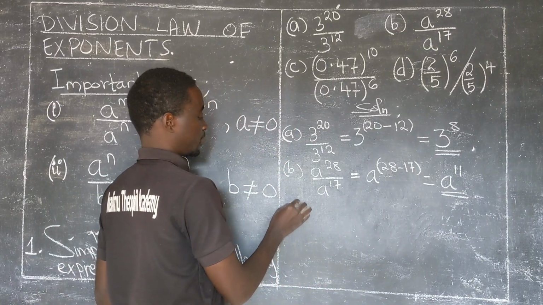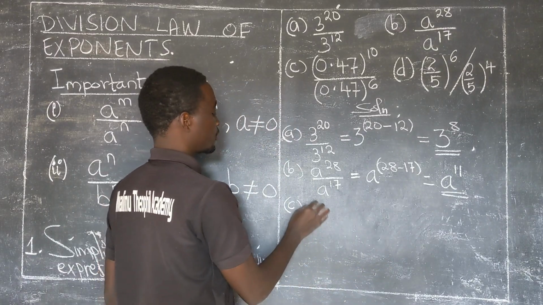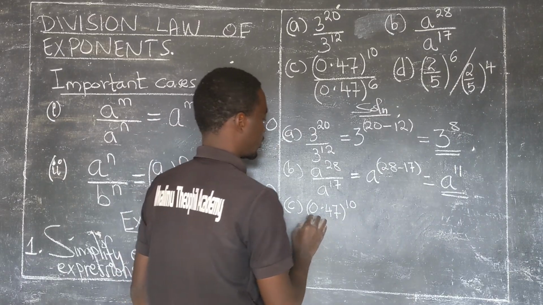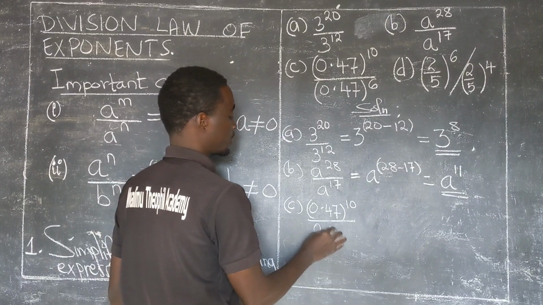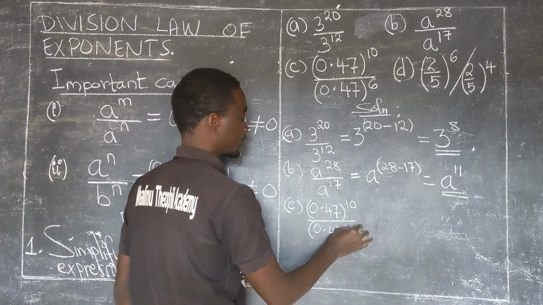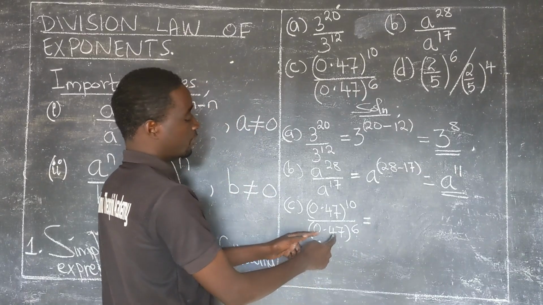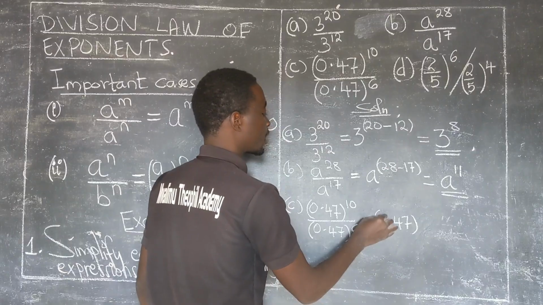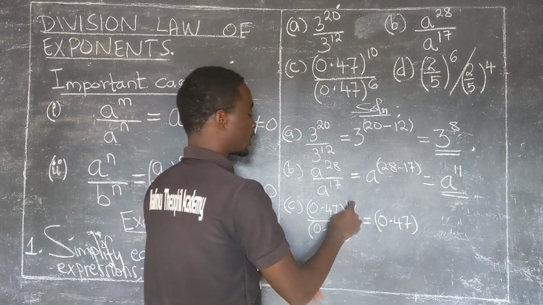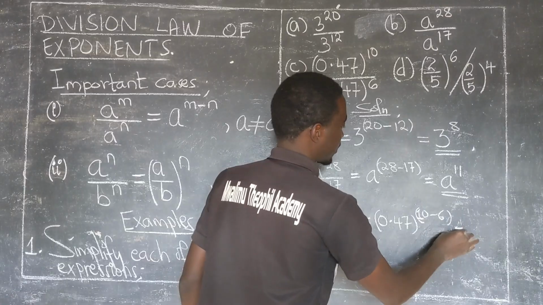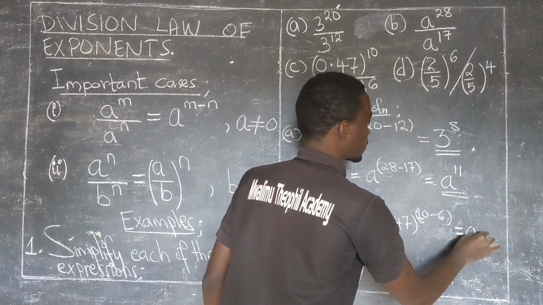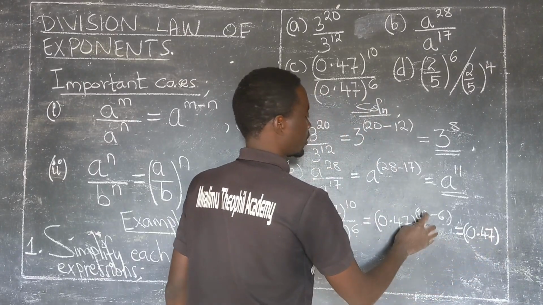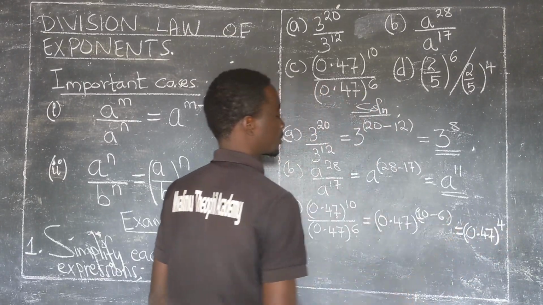Let us see part C. In part C, we are given 0.47 raised to 10 over 0.47 raised to exponent 6. Here the same, we have the same base, so we take a single base, 0.47, then it is raised to 10 minus 6. Now the answer is going to be 0.47 raised to 4, which is 10 minus 6.